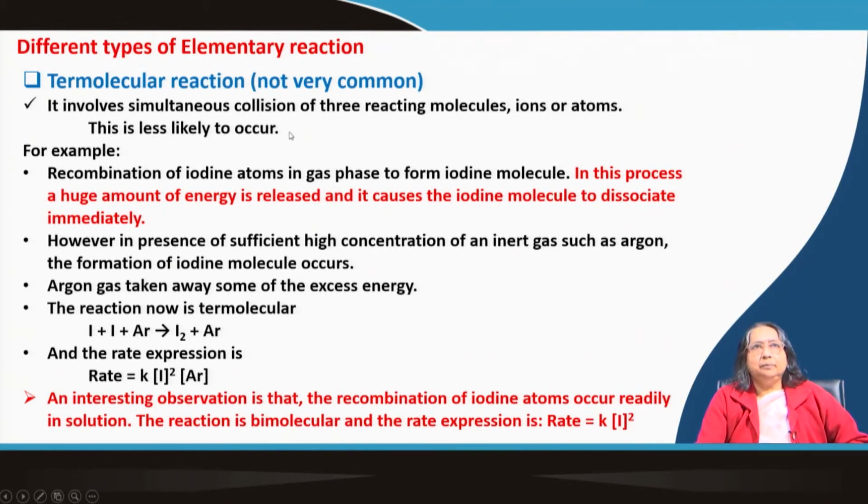So, what is the example? For example, the recombination of iodine atoms in the gas phase to form iodine molecules. This is the example we have taken.